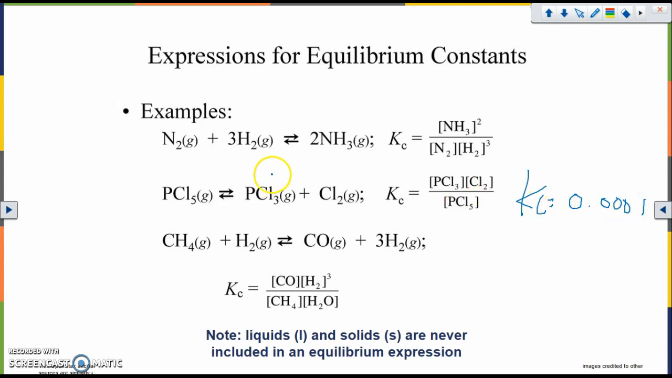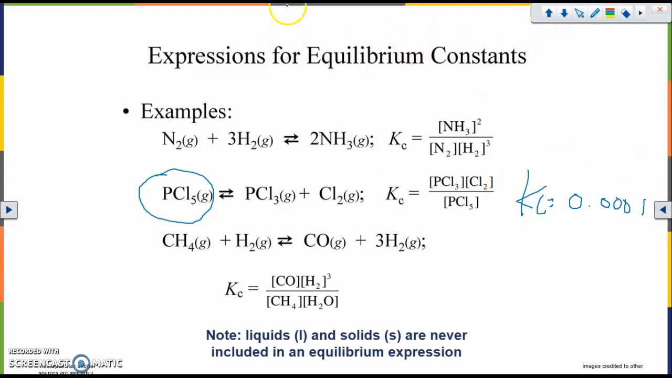What's the dominant species? Well, the dominant species, folks, is going to be the reactant. And why is this? Because the equilibrium constant is less than 1. So the take home here, folks, is just knowing what species is dominant based on the equilibrium constant.